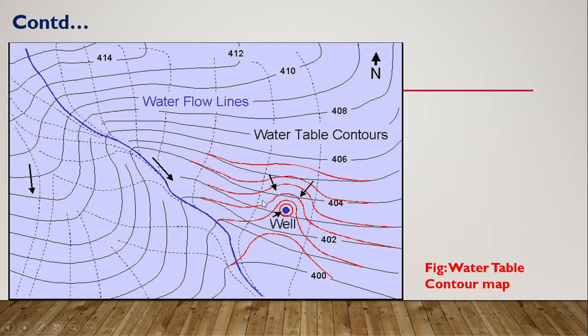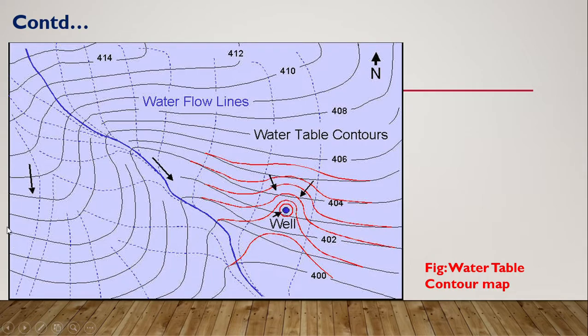In this figure, the red side of this map shows the water table contour lines. Of course, all these are water table contour lines, but we can just concentrate on this red portion. Now we can see that here there is a circular line. This circular line shows there is a water body present here, so this may be a well. The groundwater flow will be perpendicular to these lines and it will reach this well.